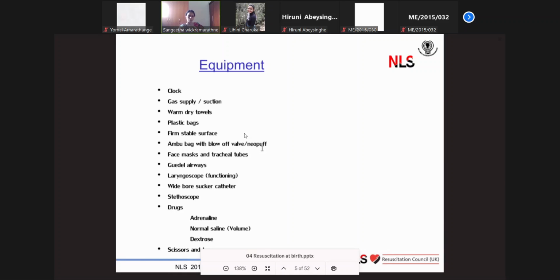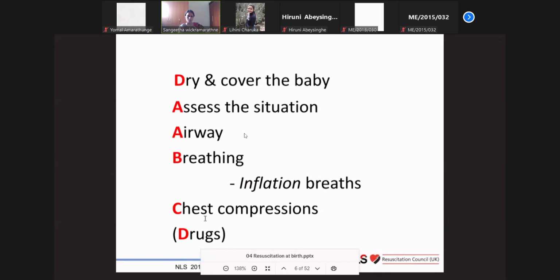Ambu bag with blow-off valve and or the neopuff, we'll see a neopuff in the skills lab. That is something similar to an ambu bag, but used for preterm babies, right? Face mask and the tracheal tubes, good airways meaning the oropharyngeal airway, laryngoscope which should be functioning, wide bore catheter and a sucker, stethoscope, drugs I told you, right? Those are the things that we need to have.